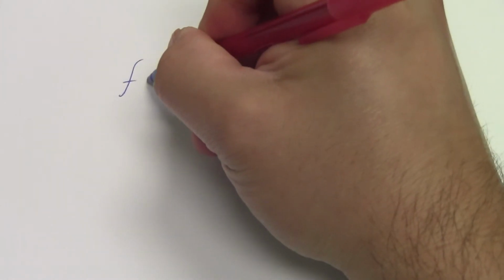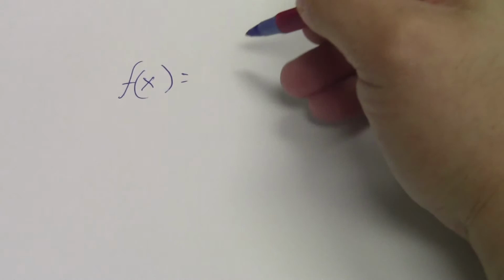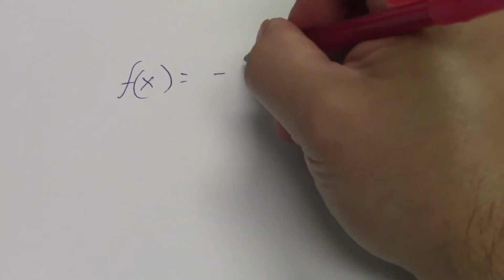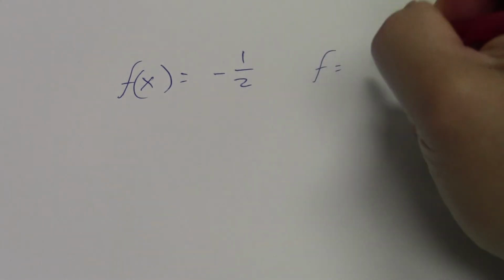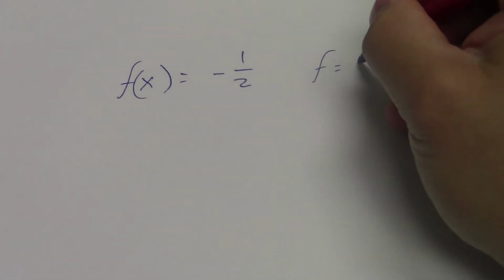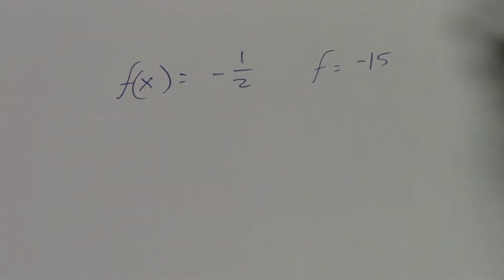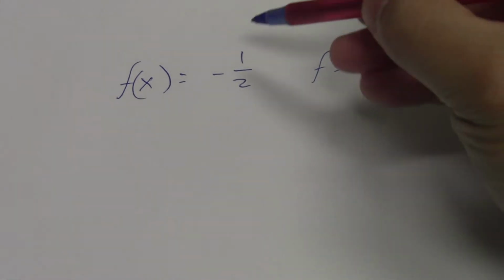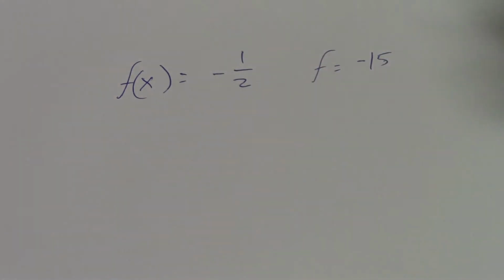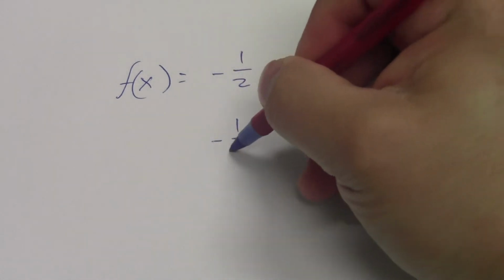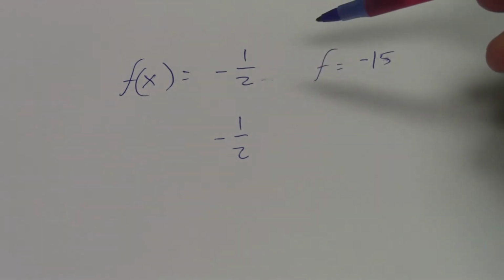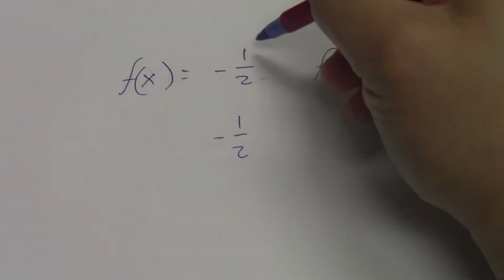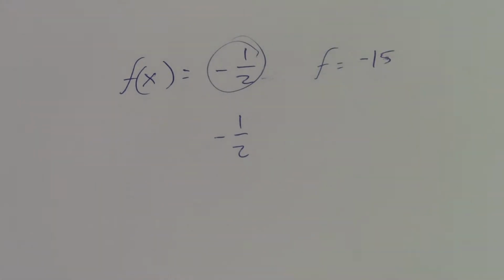If you had f of x equals -1/2, and they said f is equal to -15, all right, you still try and plug this in for x, but look, if there's no x in there, then there's nothing to solve, so the answer is still -1/2 or whatever. So you can only plug this number in if there's something to plug it into. If there's nothing to plug it into, then that's your answer. Just so you know.